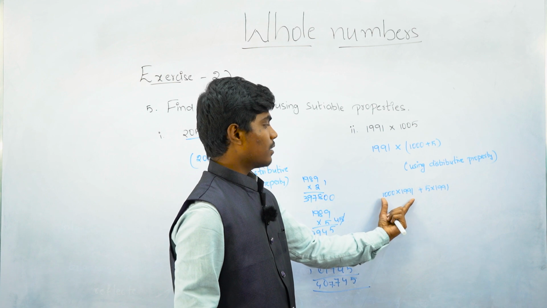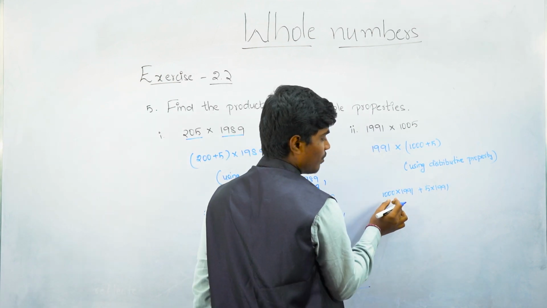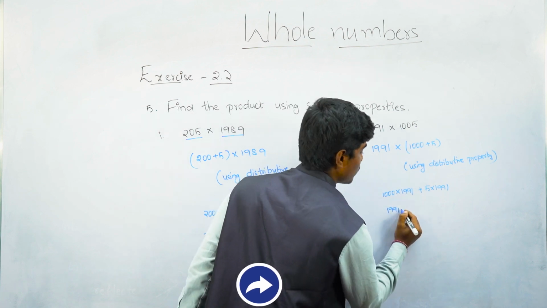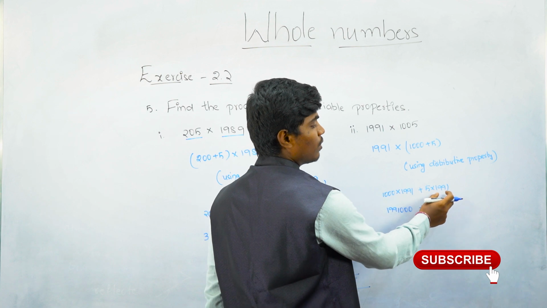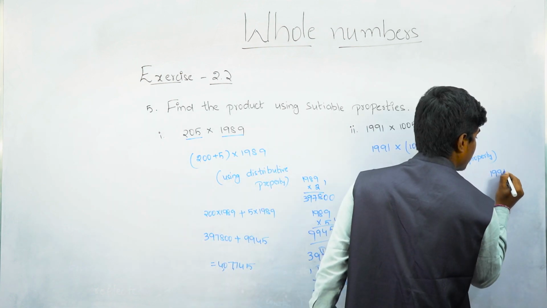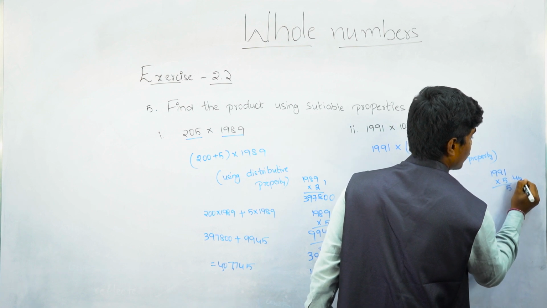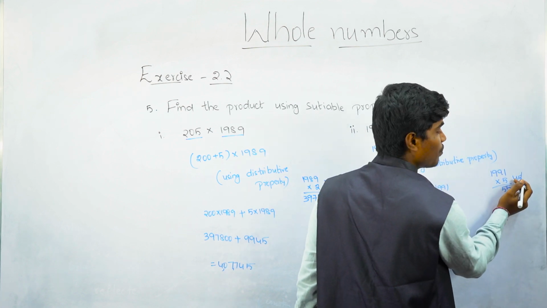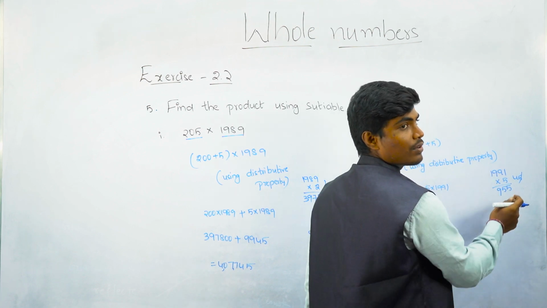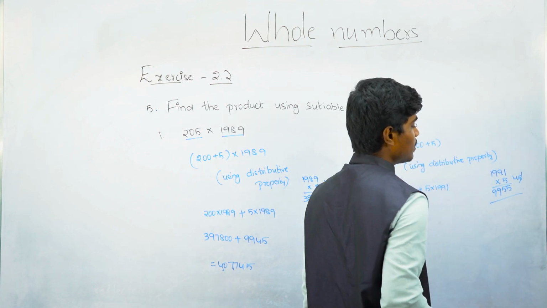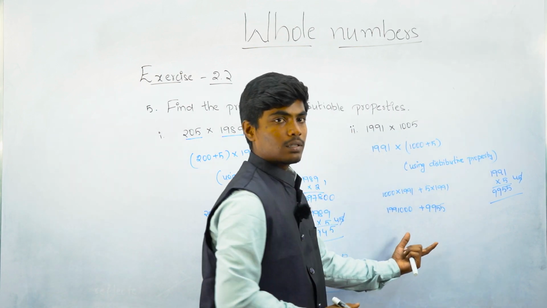1991 into 1000. So the answer will be 1991 with 3 zeros added, as here we have 3 zeros. Plus, now we should find the product of 5 into 1991. 5 ones are 5. 5 nines are 45. 45 plus 4, 49. 5 plus 4, 9. So the answer is 9955. Now let's add these two numbers.